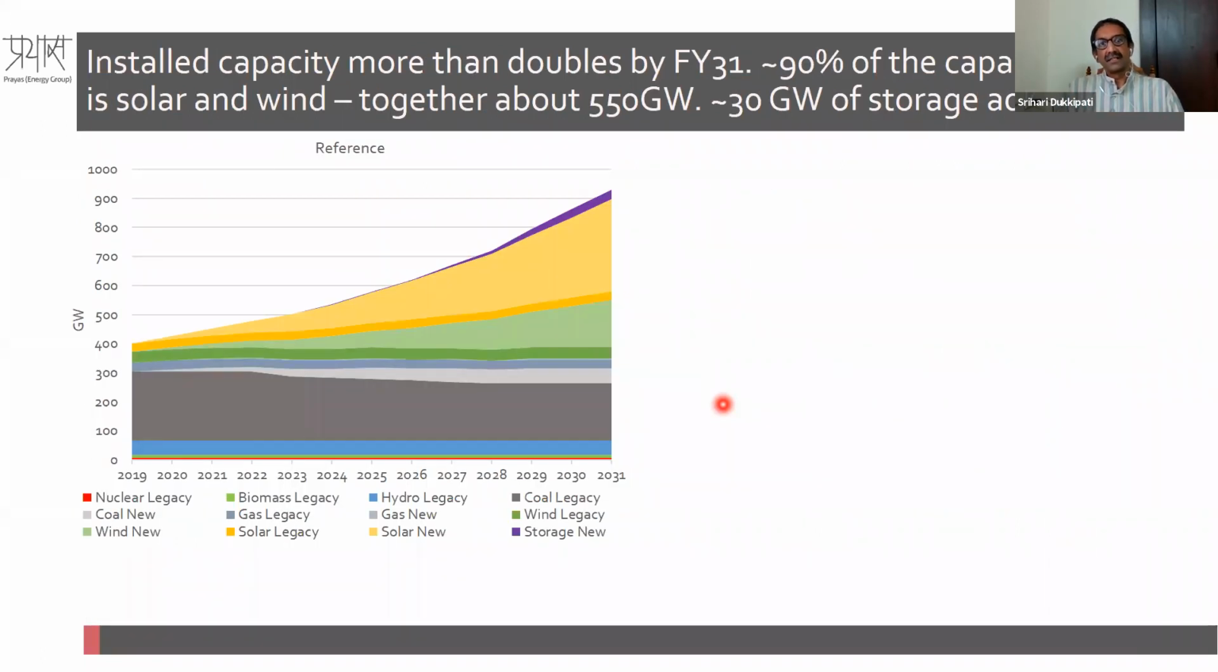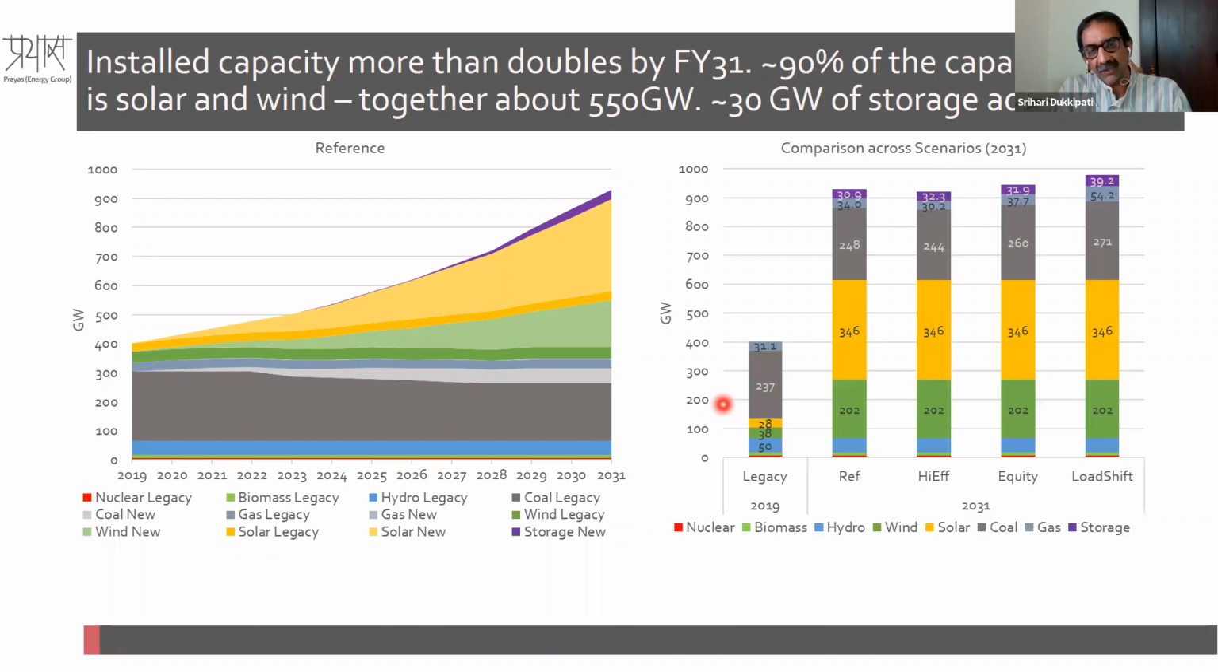On the supply side, the installed capacity more than doubles from close to 400 gigawatts to over 900 gigawatts in FY31. 90% of that capacity added is solar and wind, together about 550 gigawatts, and about 30 gigawatts of storage is added. And this is true across scenarios. As you can see here, there are slight differences in how much coal is added, but largely the capacity addition is dominated by solar and wind.